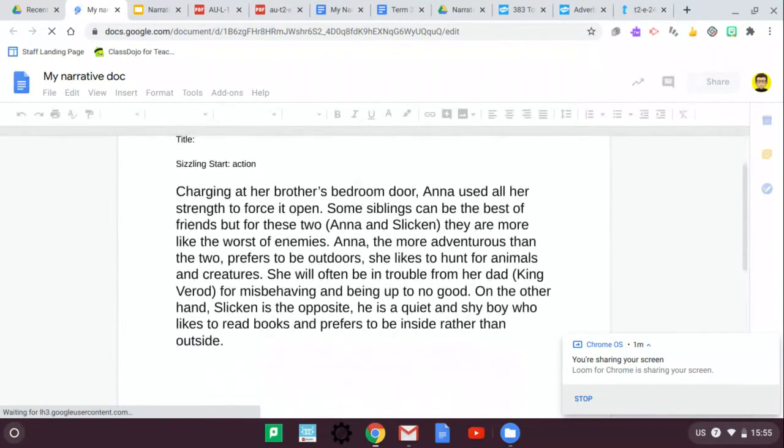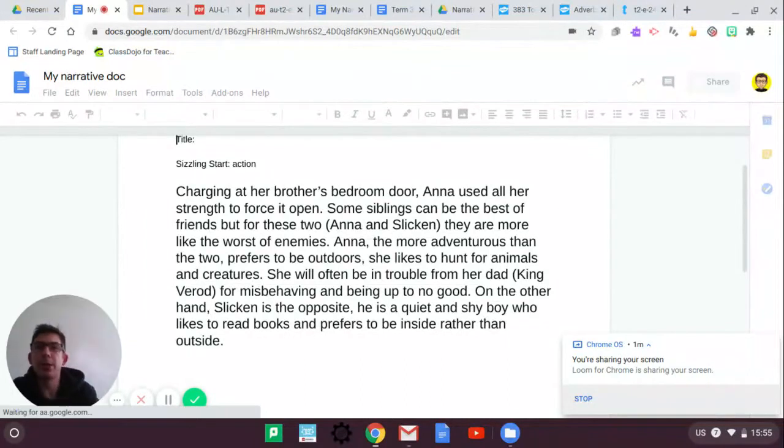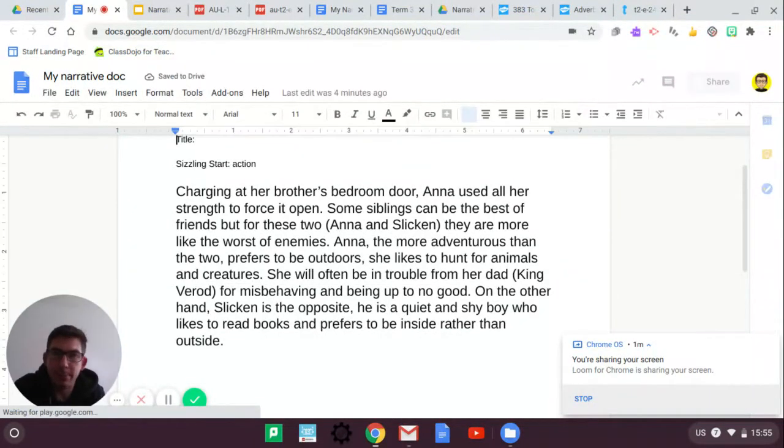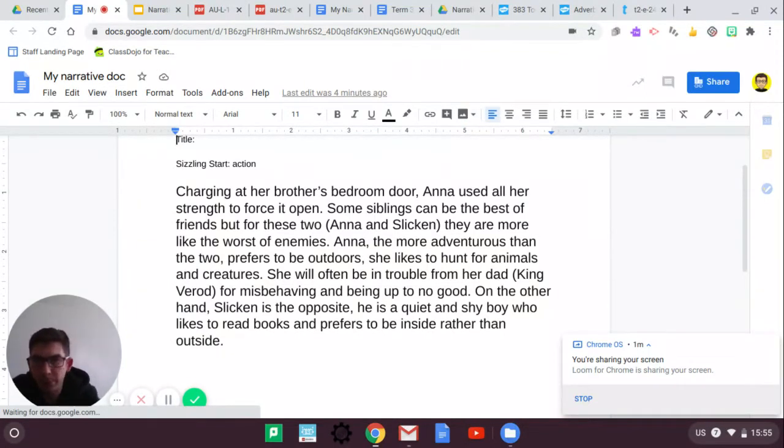And here I have my sizzling start from yesterday. Charging at her brother's bedroom door, Anna used all her strength to force it open. Some siblings can be the best of friends, but for these two, Anna and Slicken, they are more like the worst of enemies. Anna, the more adventurous of the two, prefers to be outdoors. She likes to hunt for animals and creatures. She will often be in trouble from her dad, King Vered, for misbehaving and being up to no good.